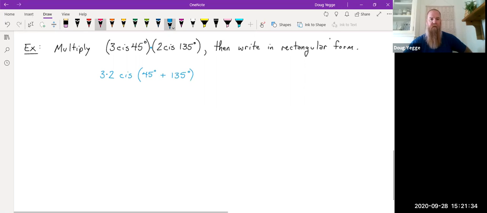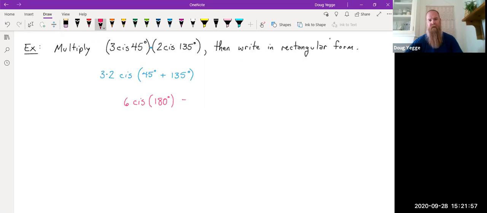And therefore, the final result becomes 6 cis of 180 degrees. And therefore, look at how fast it is to multiply two complex numbers in trigonometric form. If they weren't in trigonometric form, we would have to do the expansion and distributive property, but now we've got a much quicker method of doing so.